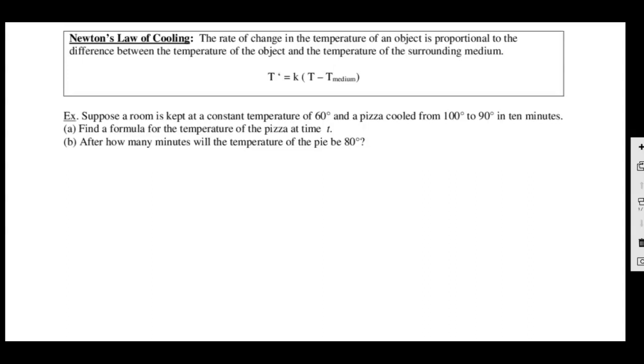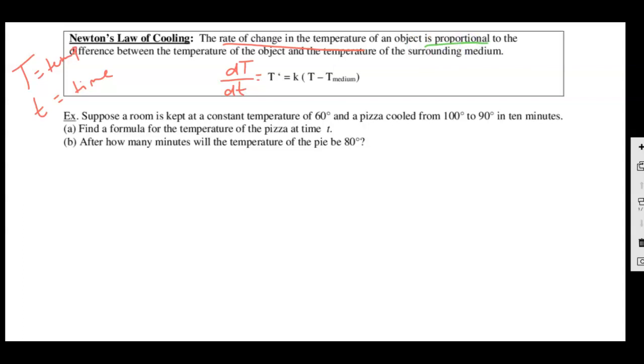Let's color code this and we can coordinate what all the different parts mean. The rate of change of the temperature, there's your T, capital T prime, right? Capital T is going to be the temperature. Lowercase t is time. A little bit confusing, but here we have dT over dt, kind of a little bit weird.